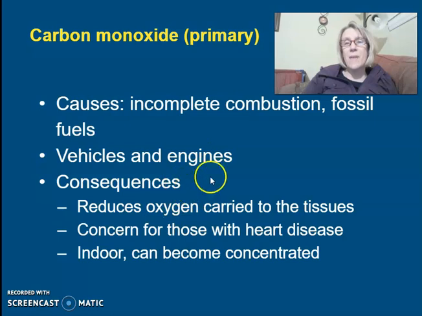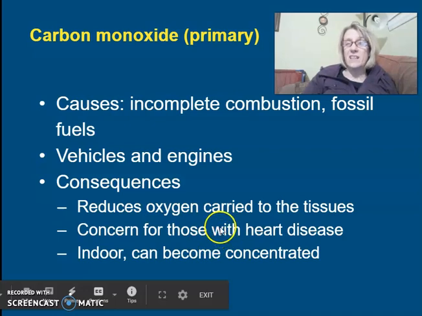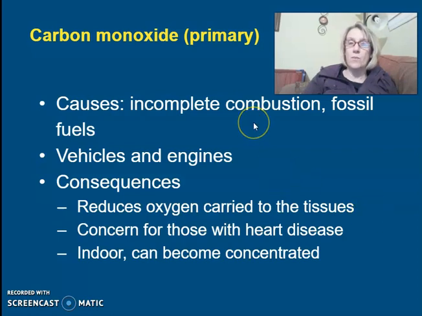All right, most of the time outside, this isn't too much of an issue unless you already have an underlying condition where getting a little bit less oxygen is going to really matter. But indoors, it can become more concentrated. And that's why, if you have natural gas as a heating source, you probably have a carbon monoxide detector, because if something goes wrong and it generates more CO, you want to be able to recognize that.